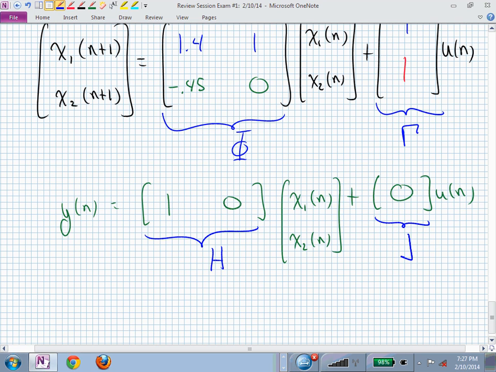Questions on that state space representation? So we moved around that 4 square. We went from a difference equation to a block diagram to a state space representation. Question?